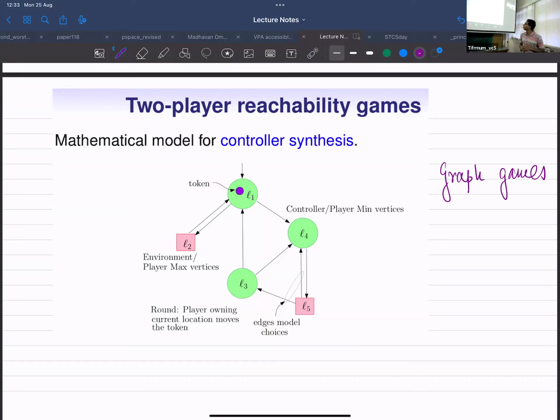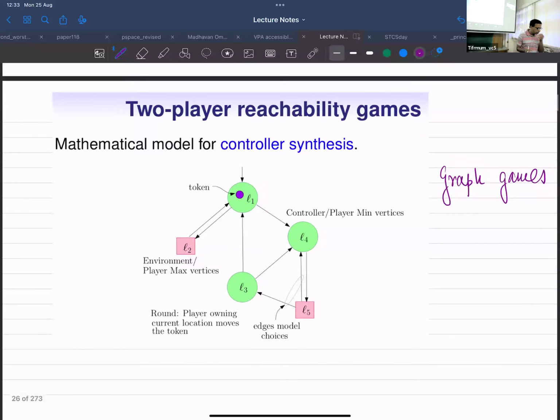And again, we are talking about two-player zero-sum games. What are the two players? There is the environment player, which is the circle player. Sometimes I'll call it player zero or the min player. And this is the system player. The circle is the system player, and the square here is the environment player. Okay, the environment player.